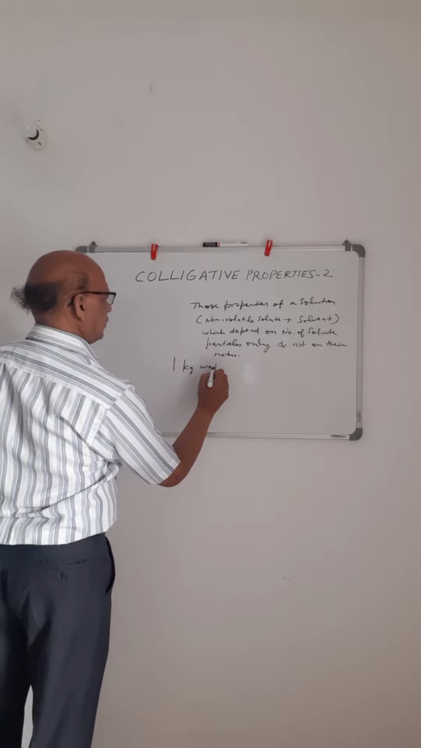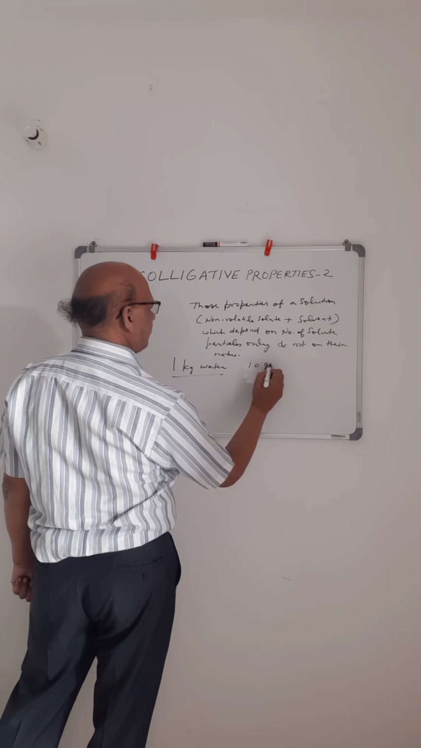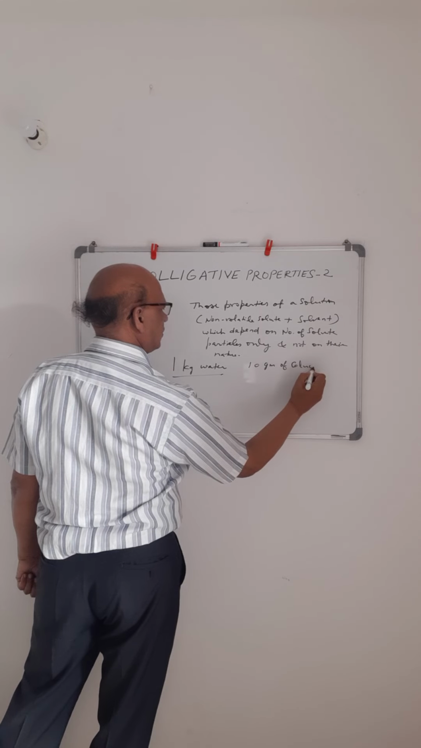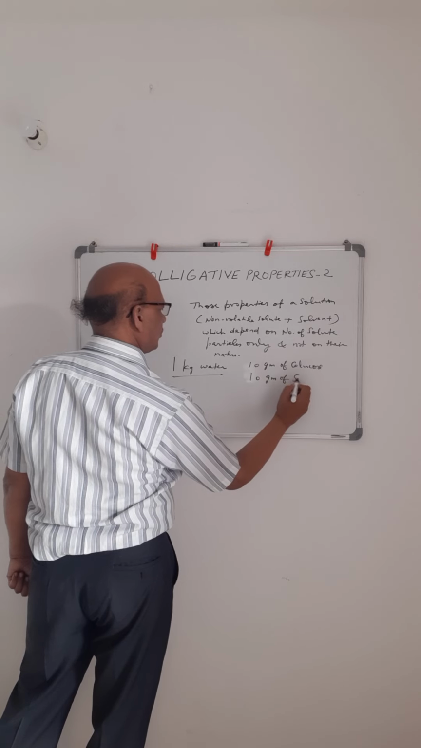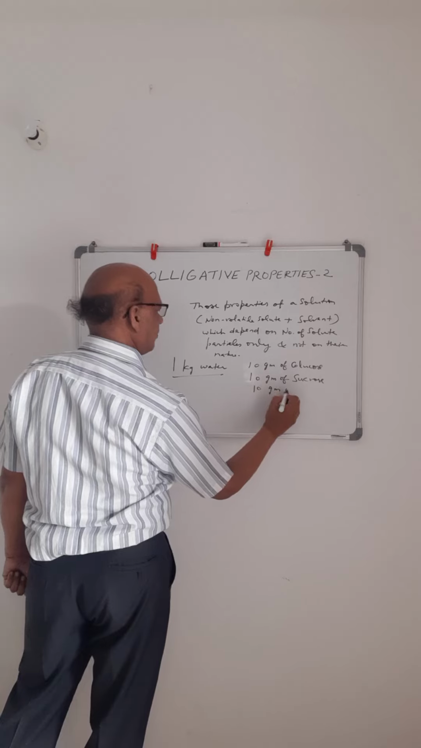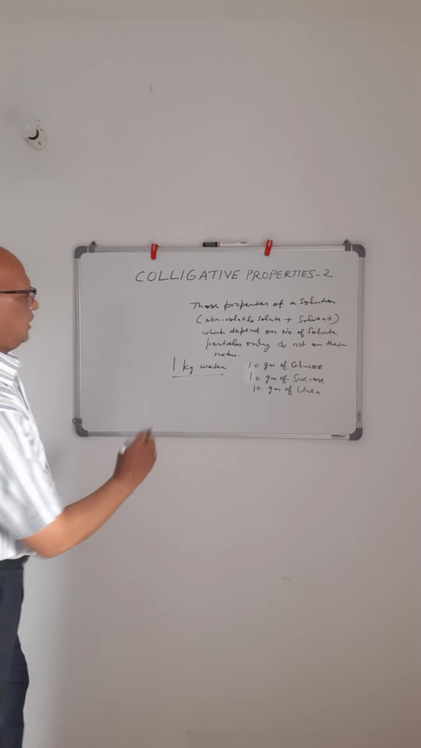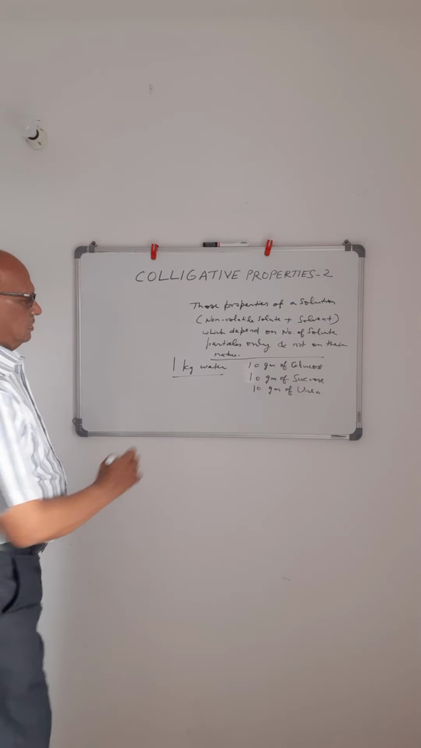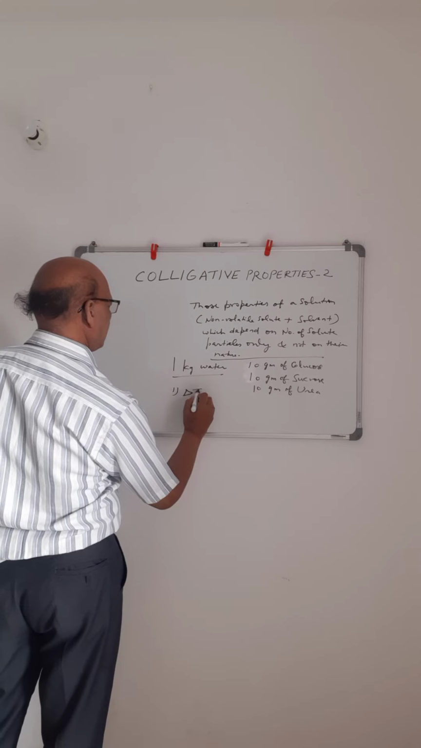Suppose I give you 1 kg of water, and in 1 kg of water I dissolve 10 grams of glucose, then 10 grams of sucrose and 10 grams of say urea. Okay, now what will happen to the colligative properties, that is, say, the elevation in boiling point.